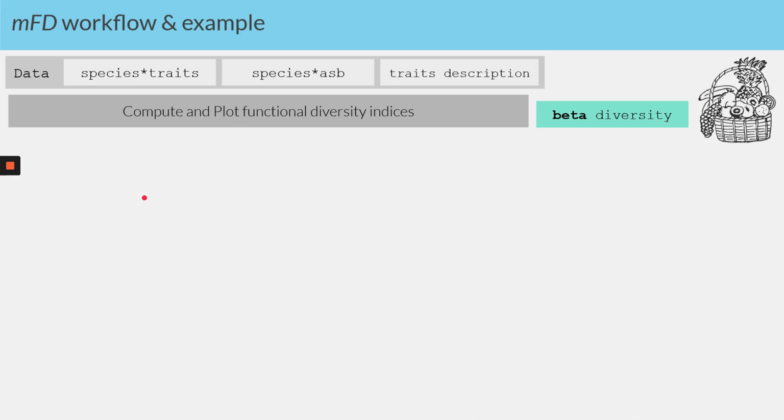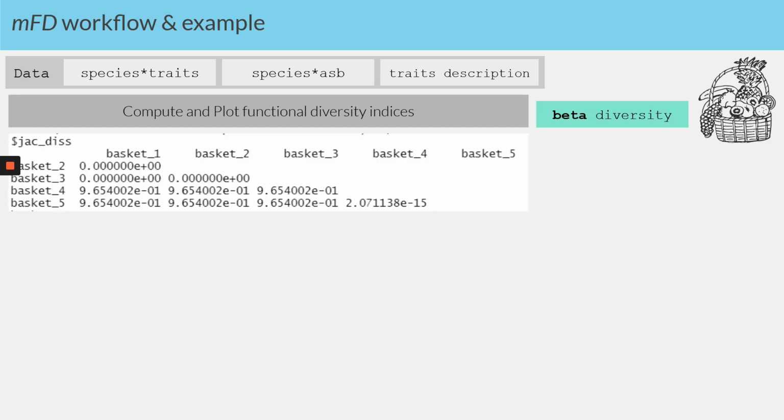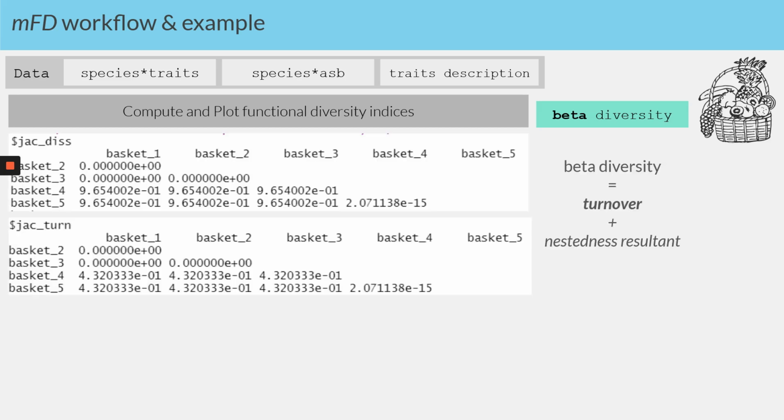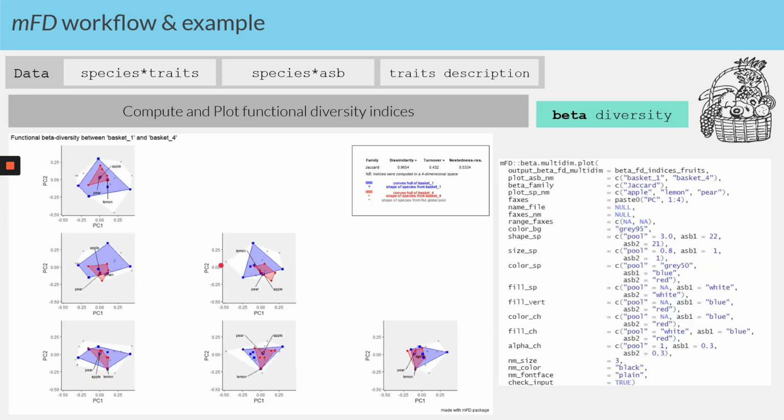And then the package helps to compute beta diversity indices based on 2 families, the Jaccard or Sorensen families. And beta diversity is decomposed into turnover and nestedness-resultant components. You can also plot beta diversity based on the convex hull shaping each assemblage in the functional space. So here we have two polygons that refer to the convex hulls of basket 1 and basket 4 in the functional space. And then again, each element in this graph is personalizable.